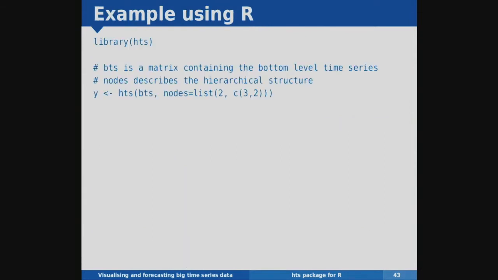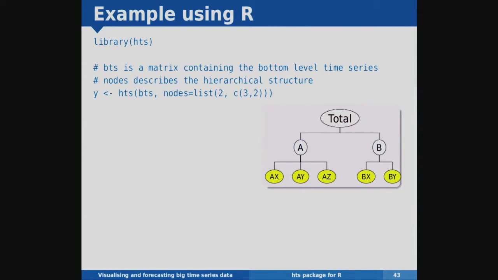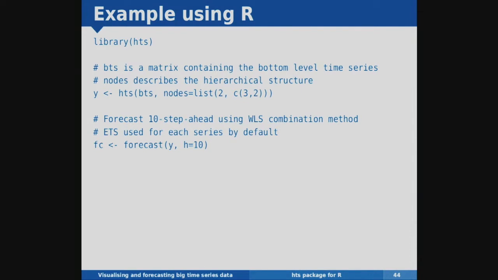It's easy to use. If this is your hierarchy, then you specify it by just saying split by two nodes, and then each of these nodes is split into three and two. So you can specify your hierarchy easily. The series that you give it is the bottom level series. It can figure out the aggregations. Then all you do is pass the hierarchical time series object to the forecast function, and it will do all of that for you, and do the reconciliation and come back with the results.